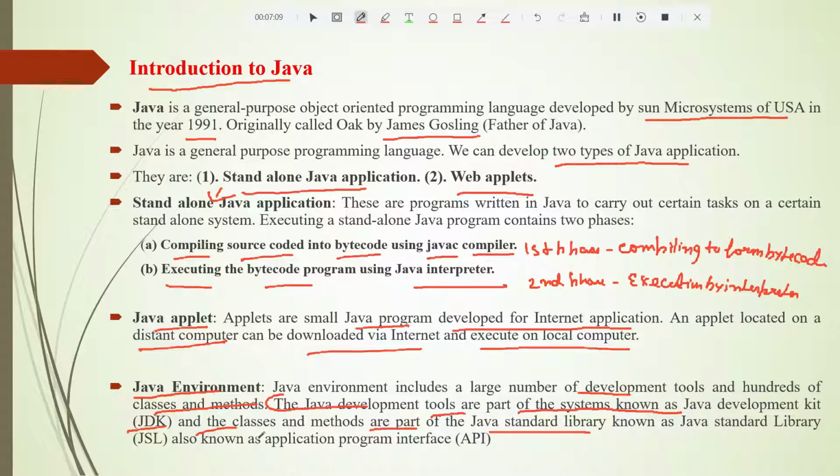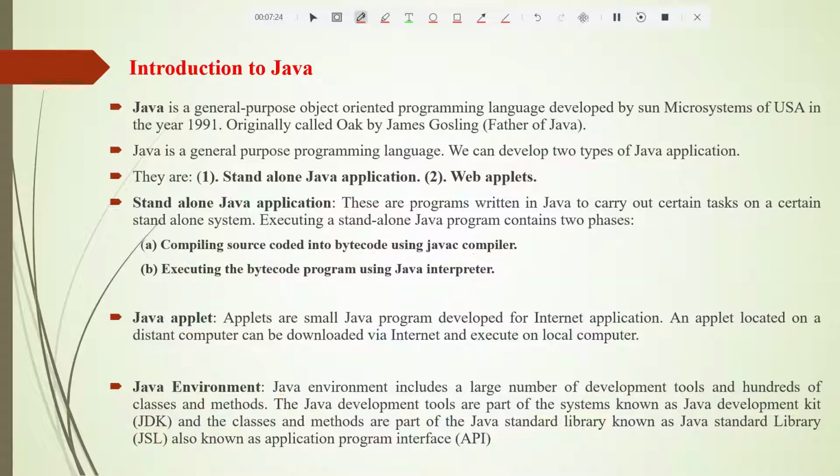It is also known as Java Standard Library, JSL, also known as API, that is Application Program Interface. So understanding this, we have also understood the introduction or the history of Java. Now let us see what is bytecode, which is one more important concept. That bytecode concept we'll understand in the next slide.